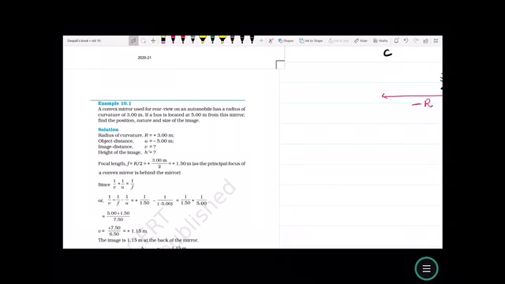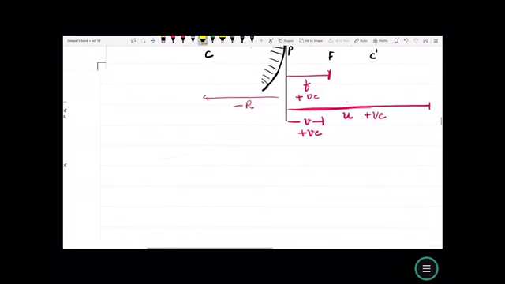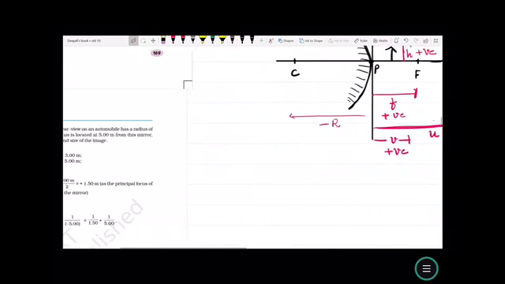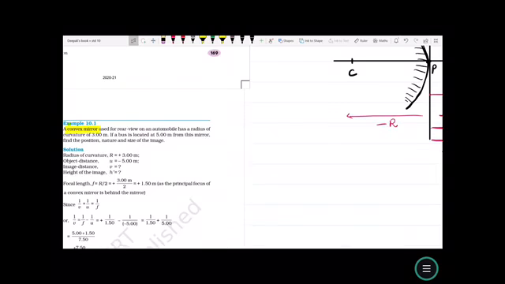A convex mirror used by a rear view on an automobile has a radius of curvature 3 meters. If a bus is located at 5 meters from this mirror, find the position, nature and size of the image. Now we know that the radius of curvature is given as R. Now first of all, try to identify which type of mirror it is, a convex mirror.